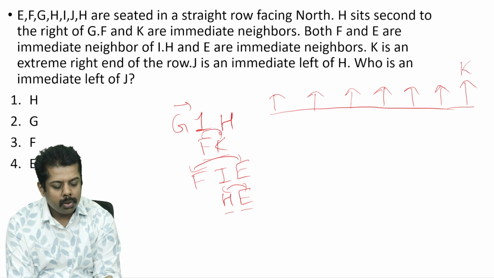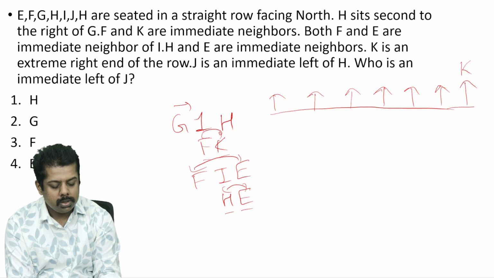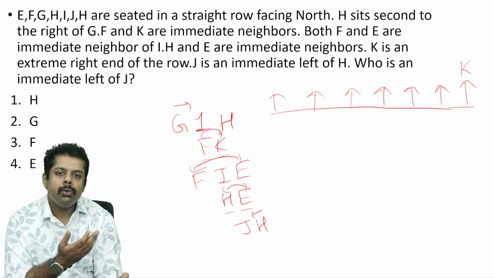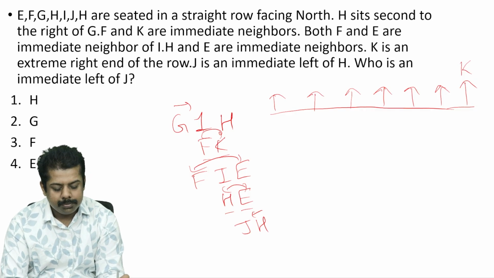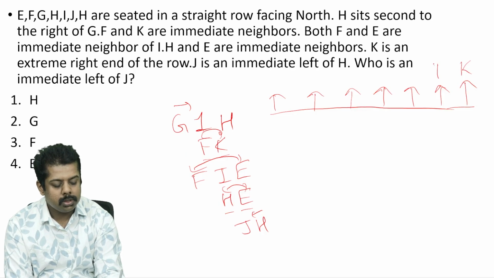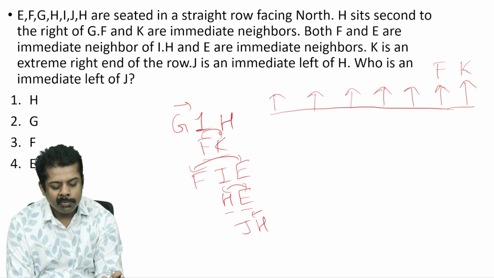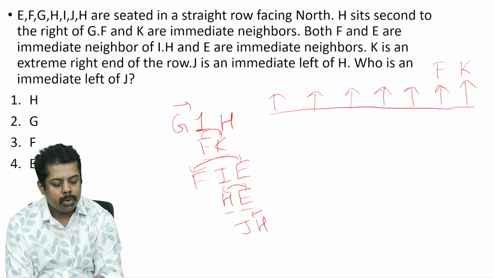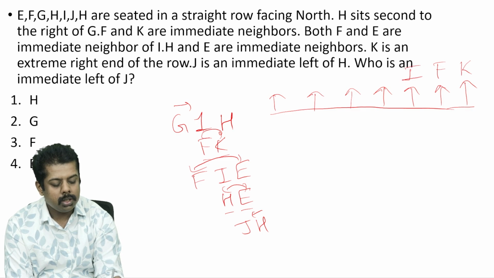Now moving on to the next point, what they have given: J is the immediate left of H. So J is sitting to the immediate left of H, and we have noted that as well. Now we can try and fix it. As we know, K is at the extreme right and F and K are neighbors, so F has to be in this position. F is fixed here. Now, as we know, I is sitting between F and E, so I has to be here and E has to be here. So that is also fixed.